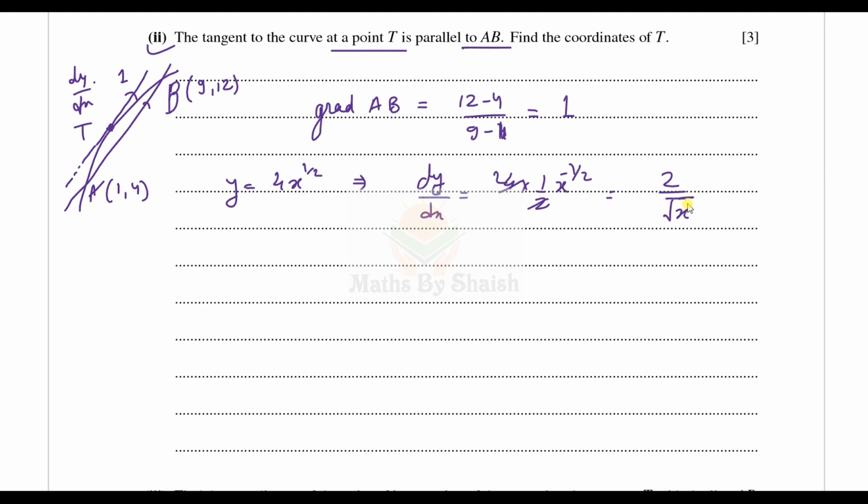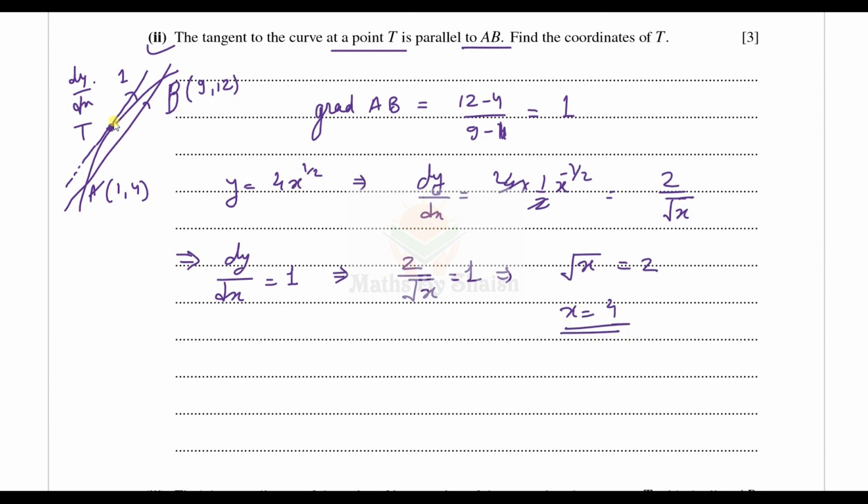So now we have the gradient, and this gradient should be equal to 1 because it is parallel to AB. So dy over dx should be 1, because this is parallel to AB, and we have the gradient of AB as 1. So 2 over root x should be equal to 1, or we can say root x is equal to 2, and hence x is equal to 4 by taking the square. So x is equal to 4.